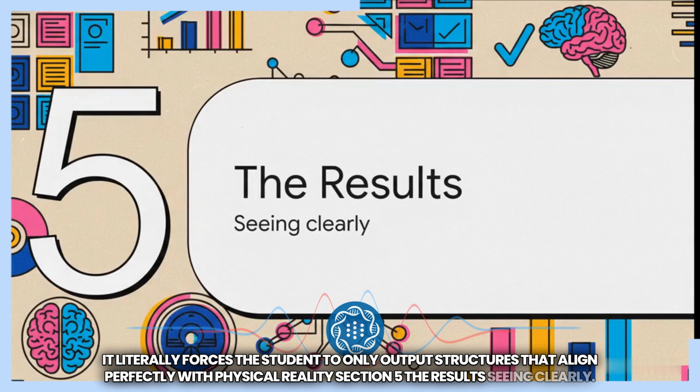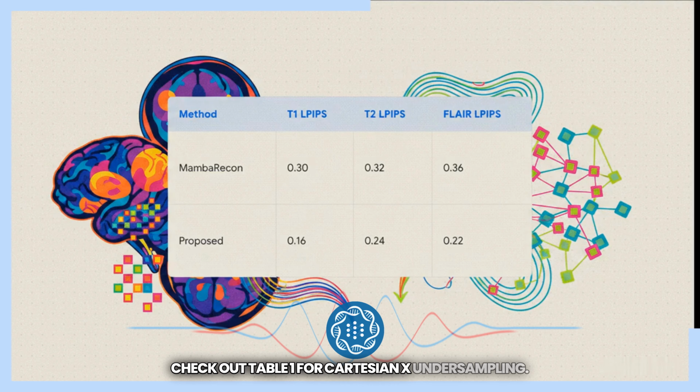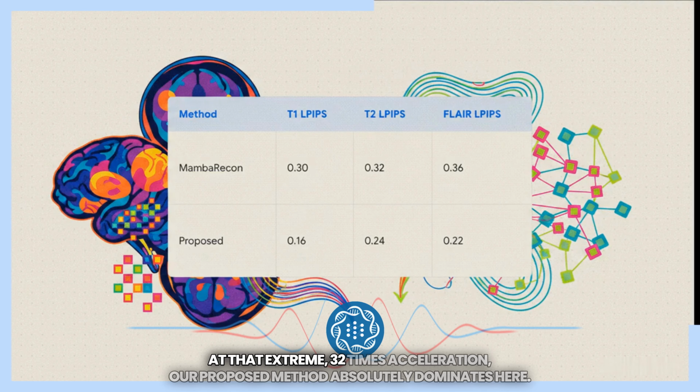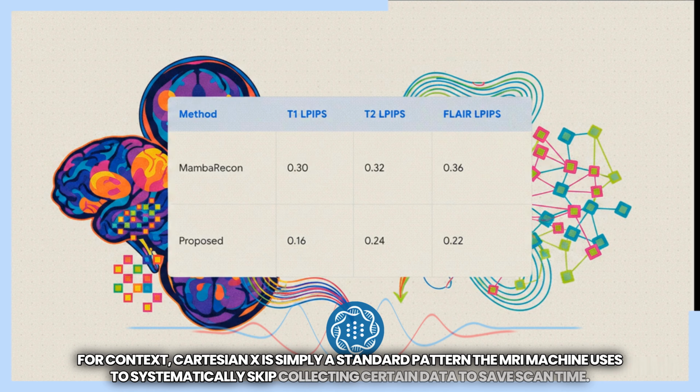Section 5. The results. Seeing clearly. Let's look at the actual numbers. Check out Table 1 for Cartesian X undersampling at that extreme 32 times acceleration. Our proposed method absolutely dominates here. For context, Cartesian X is simply a standard pattern the MRI machine uses to systematically skip collecting certain data to save scan time.